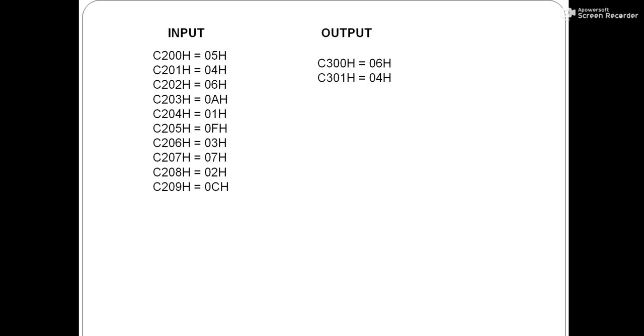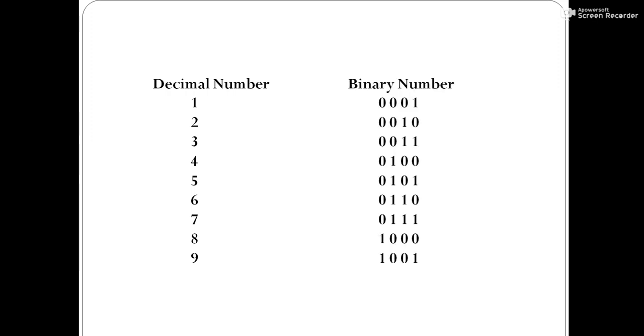Okay. Now let us move to the program. How do we do that? Here, whatever numbers we are taking are converted into binary numbers, right? Automatically the processor will convert the numbers into binary numbers. So here one is 0001, 2 will be converted as 0010 and so on. Up to 9 we have taken as an example.